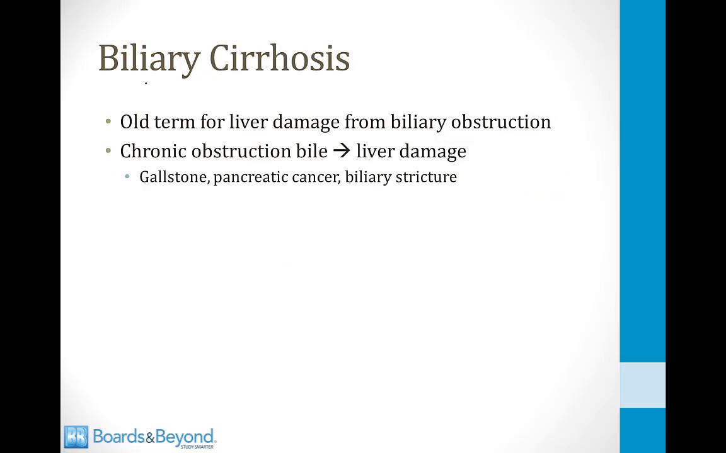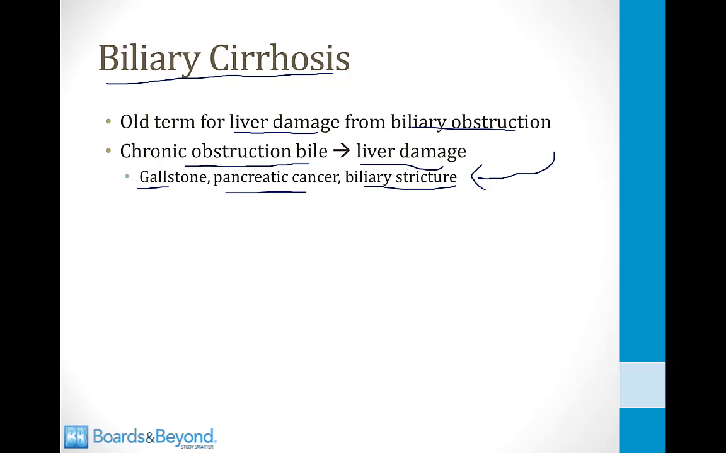The next disorder we're going to discuss is called primary biliary cirrhosis. But before we can talk about that, let's define the term biliary cirrhosis. This is an old term that's not used much anymore for liver damage from biliary obstruction. So years ago, if you had chronic obstruction of biliary flow, this would lead to liver damage. So if you had gallstones or pancreatic cancer or biliary strictures in the era before there were surgeries and treatments for these conditions, you would eventually develop cirrhosis secondary to biliary obstruction, and that was called biliary cirrhosis.